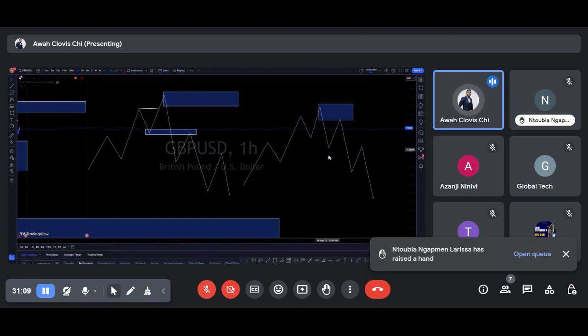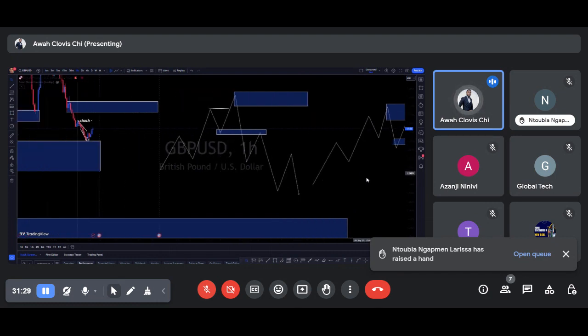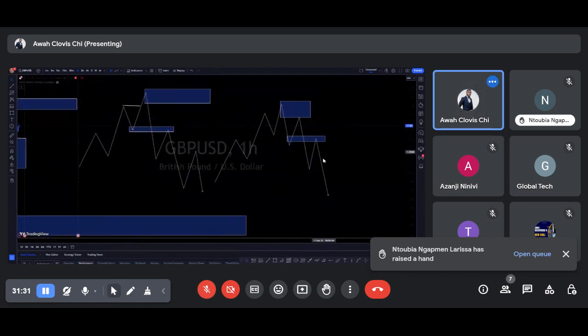So you notice that this becomes mitigation. At this particular level now, you'll be selling from here, from this level down. Okay, you'll be selling from here now. So this is what you call a mitigation block. This is a mitigation block. This is a breaker block.